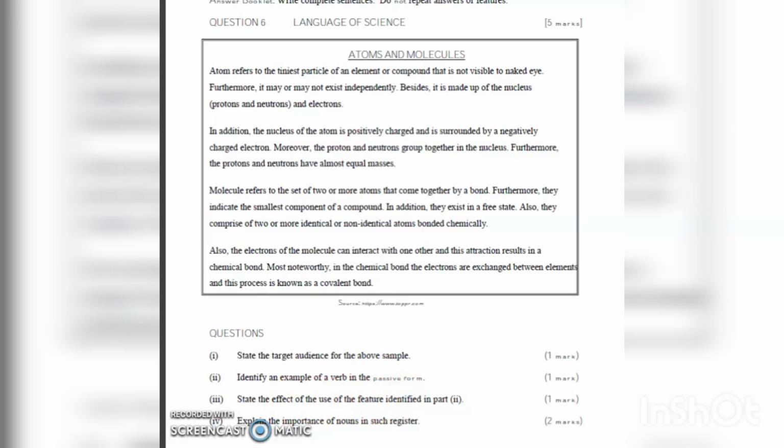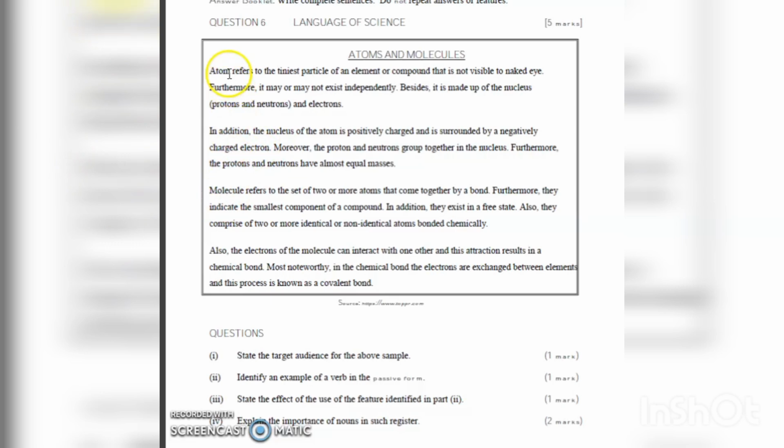Before we go through this, I want you to go through this honestly, not looking at the marking scheme. Just refer back to your notes and then you can answer these questions. Our last question is worth 2 marks. So you are to explain the importance of nouns in such a register. Now you know nouns are naming words. So when we talk about nouns, we are naming something. It's worth 2 marks. So first identify your noun, which is atom, electron, those are nouns, molecules.